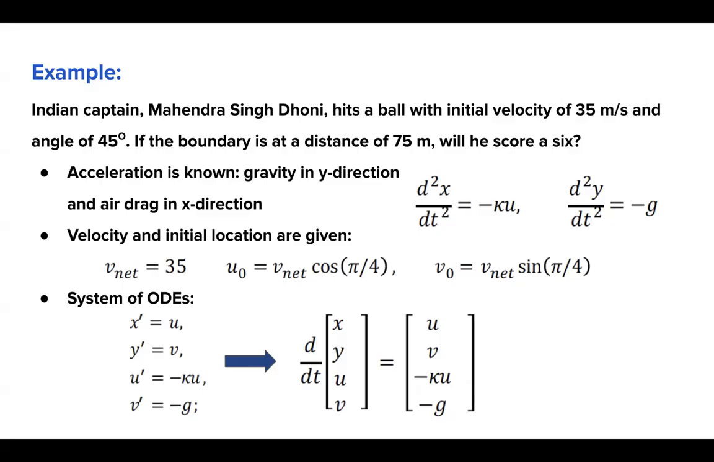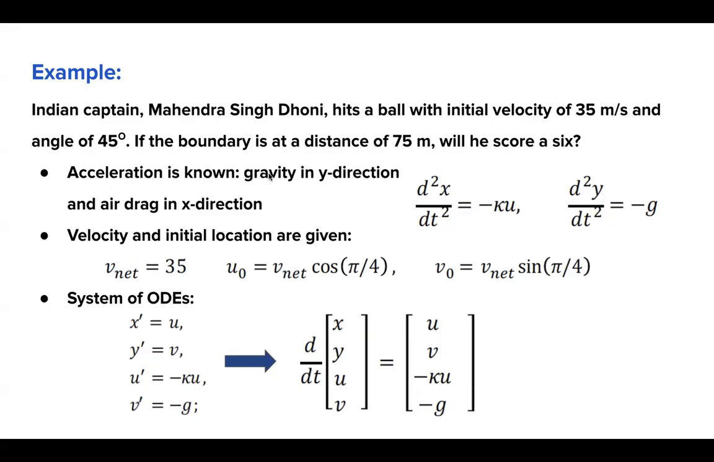There is some problem with my pen. Anyways, what happens is the ball will go up initially and it will come down, right? So we have to check at what distance it touches the ground. If it touches the ground before 75 meters, then it is not a six. If 75 meters is here and the ball touches somewhere beyond, then it will be a sixer. So this is what you have to look at.